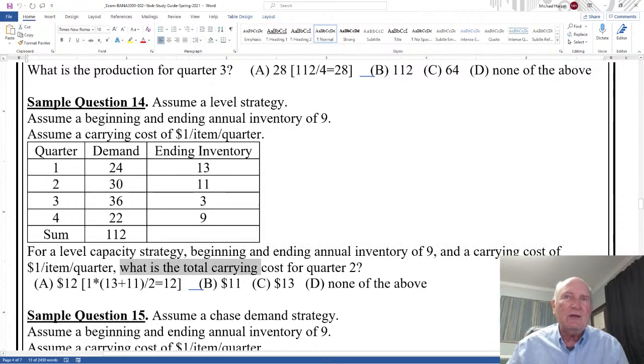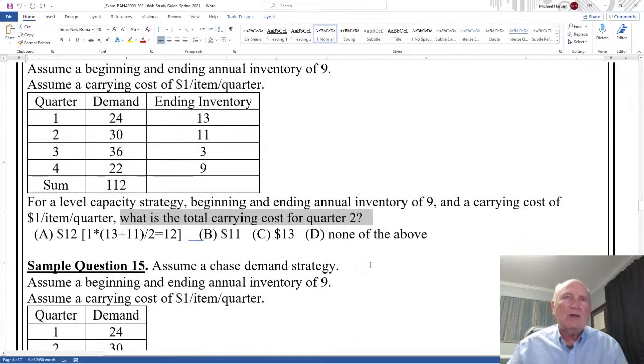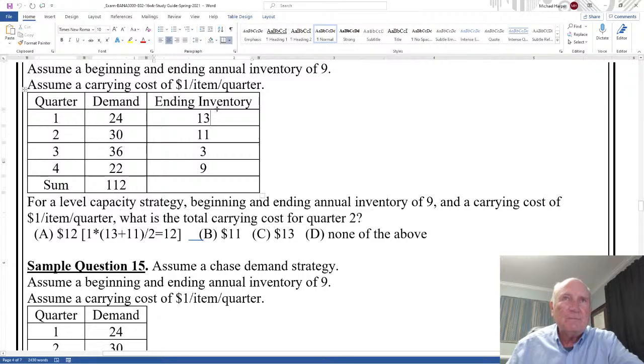What is the total carrying cost for quarter 2? Okay, this is the one where you have to actually do some computation and actually some thinking. Well, you have the ending inventory here for quarter 1 and quarter 2. Well, you want the total carrying cost for quarter 2. Well, the ending inventory for quarter 1 is the beginning inventory for quarter 2. So if it begins with 13 and ends with 11, what's the average inventory for quarter 2? Well, the average between 11 and 13 is 12.